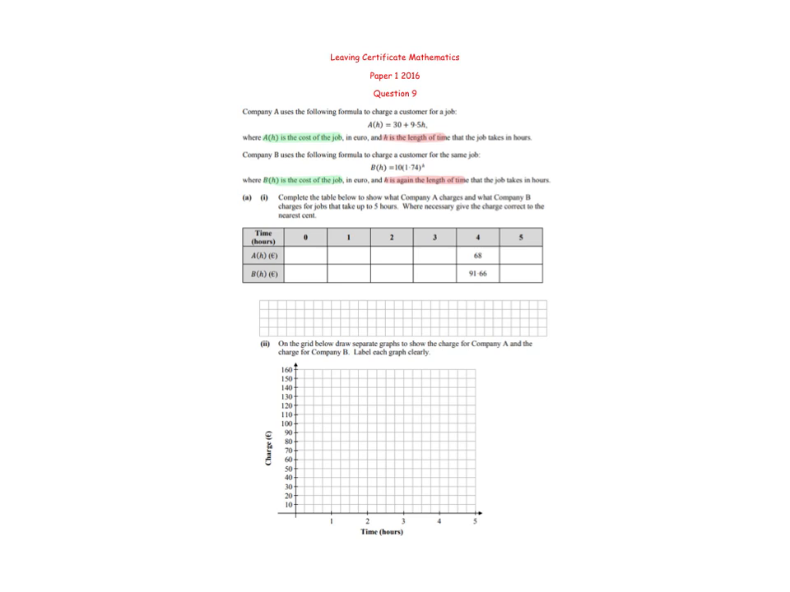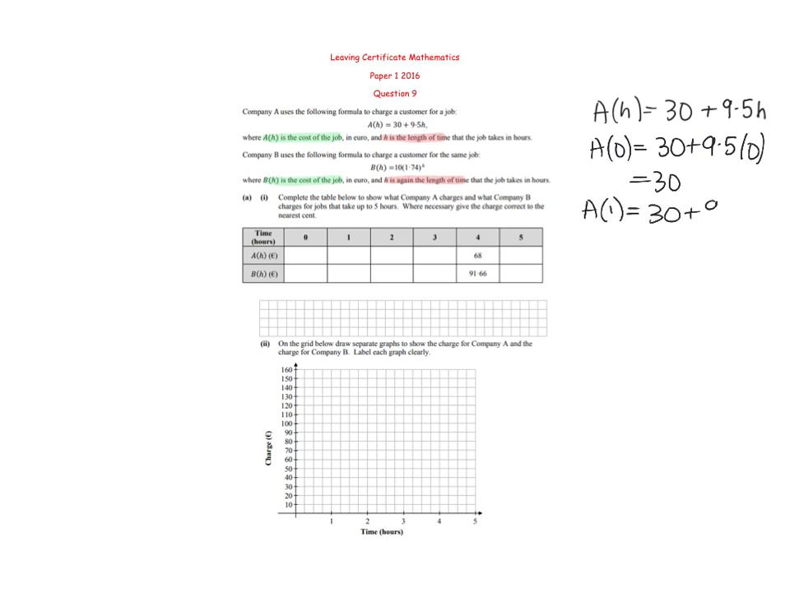Again, if you're confident, you can just start by filling in all of the information into your calculator. I like to though make sure that I know I'm going to be right. So I'm going to do A first. So we have A of H is equal to 30 plus 9.5H. The first thing we need then is A of 0. And that's 30 plus 9.5 times 0, which is going to give us 30. We then need A of 1, which is 30 plus 9.5 times 1, which gives us an answer of 39.5.